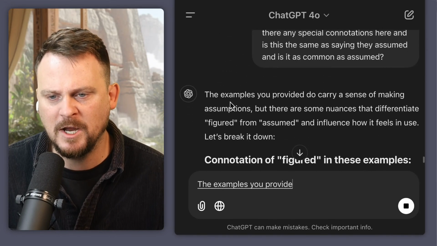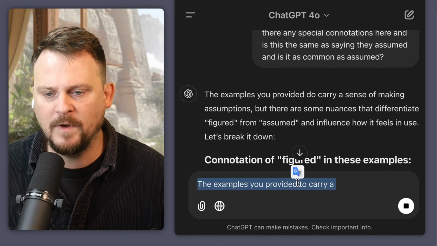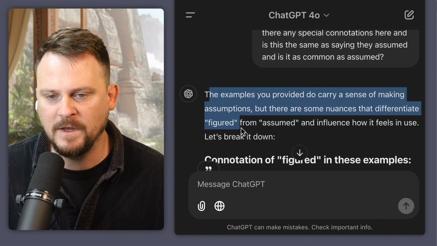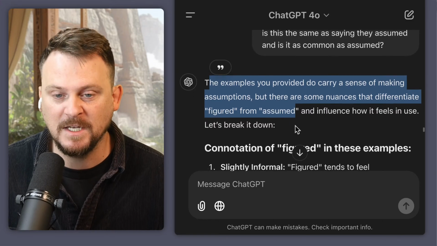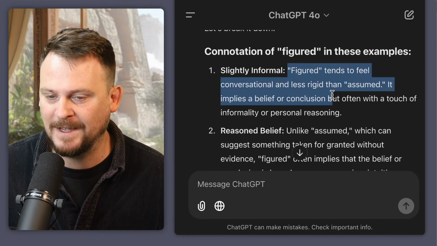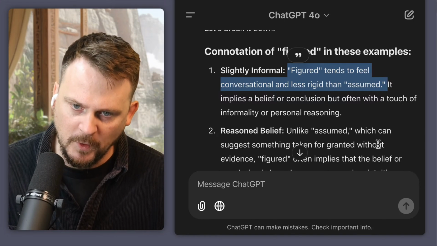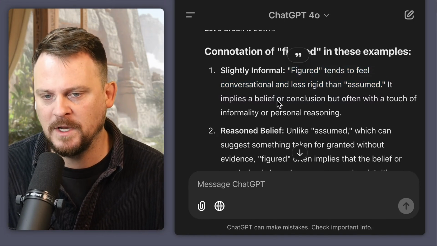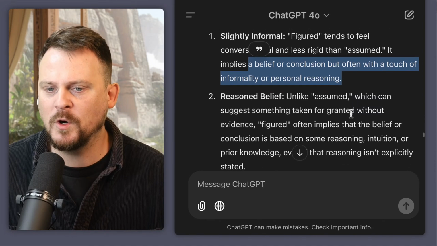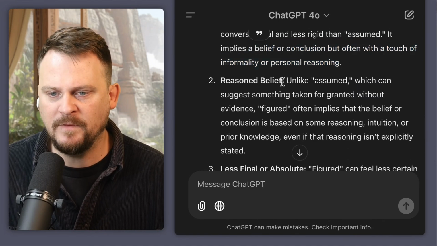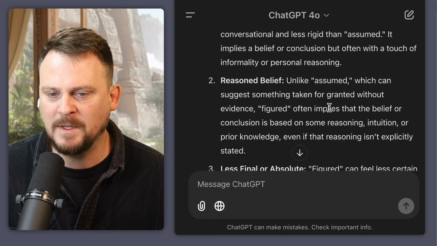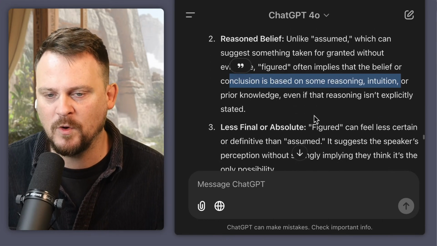The examples you provided do carry a sense of making assumptions, but there are some nuances that differentiate figured from assumed and influence how it feels in use. Let's break it down. Slightly informal, figured tends to feel conversational and less rigid than assumed. So assumed feels more formal and figured sounds less formal. It implies a belief or conclusion, but often with a touch of informality or personal reasoning. Reason belief, unlike assumed, which can suggest something taken for granted without evidence, figured often implies that the belief or conclusion is based on some reasoning, intuition, or prior knowledge.